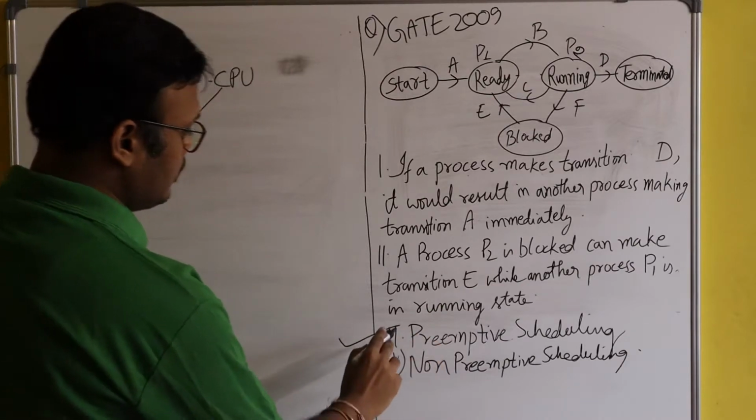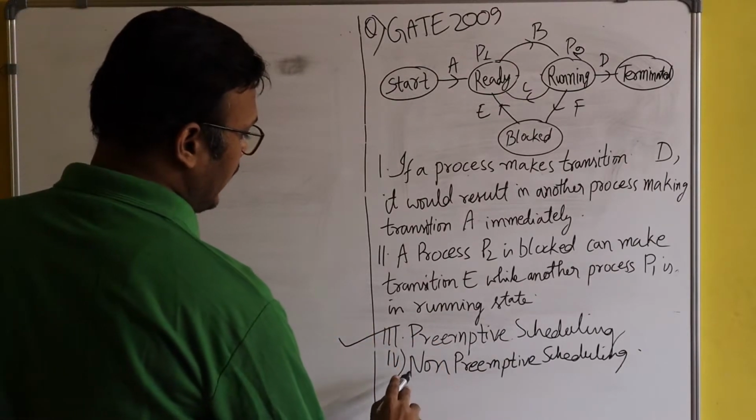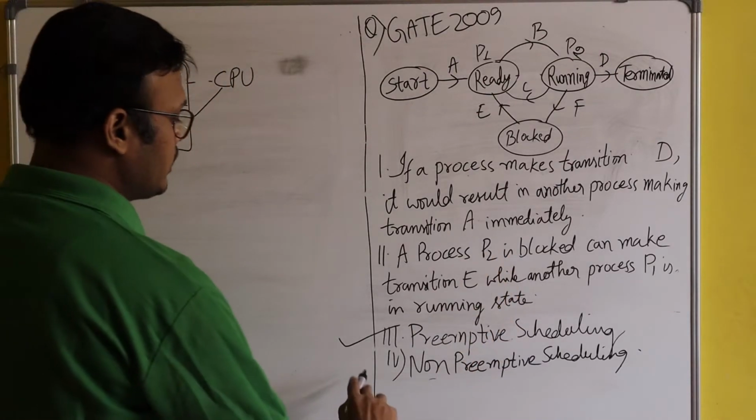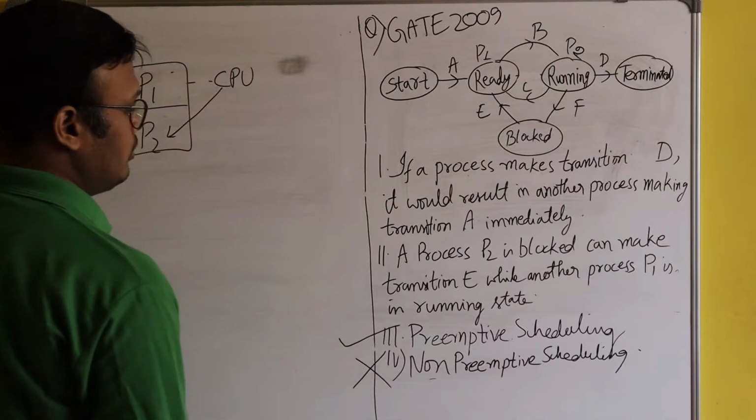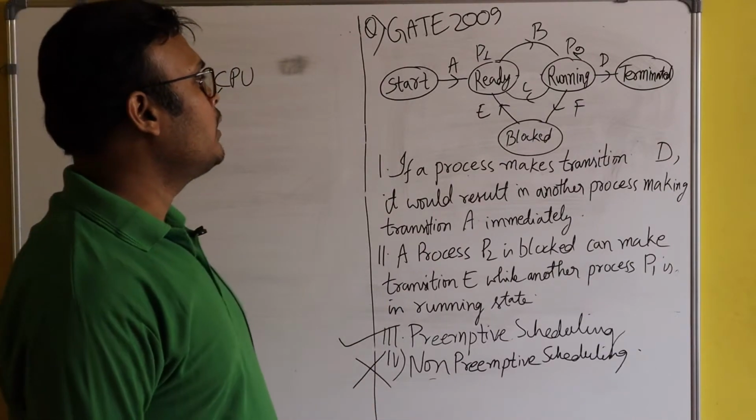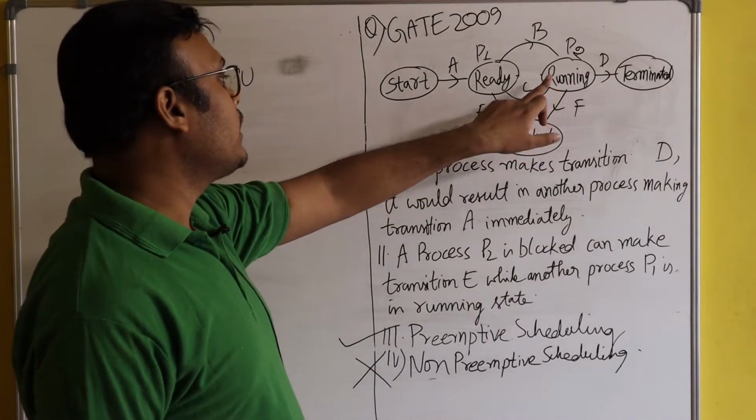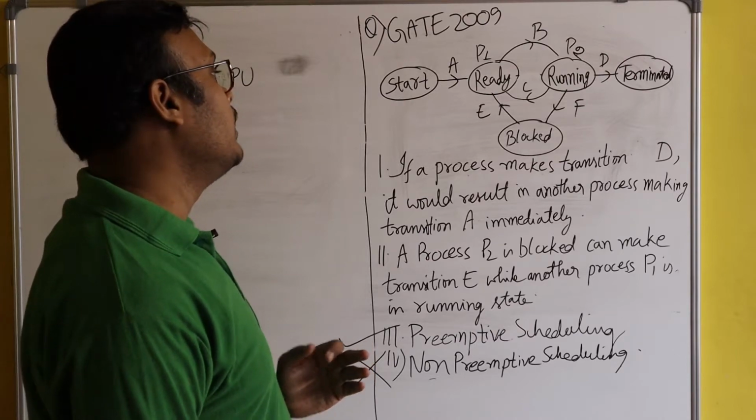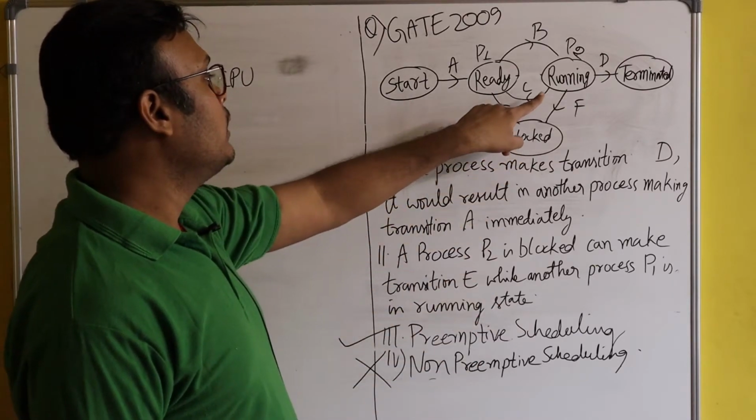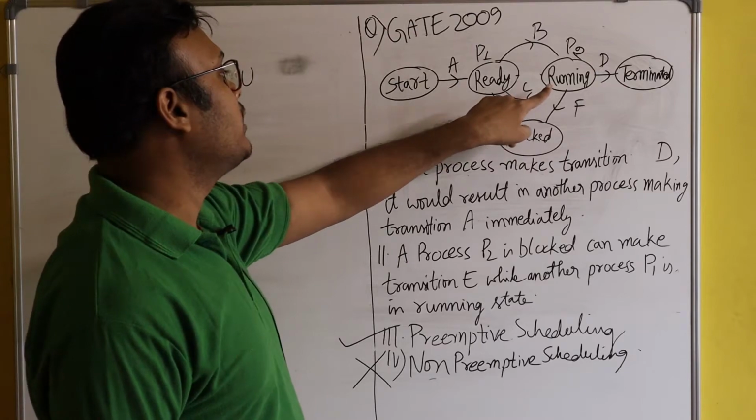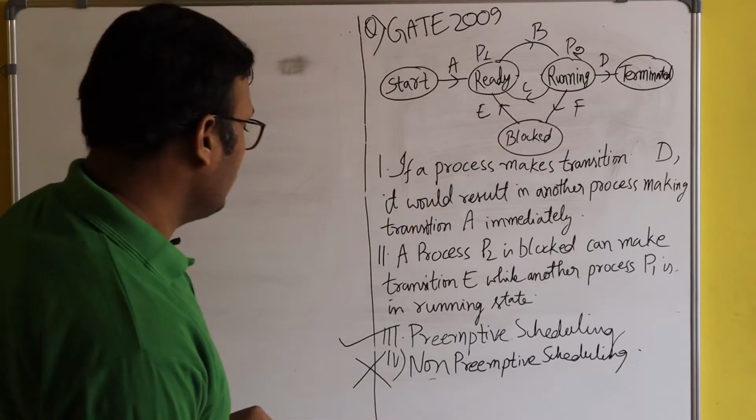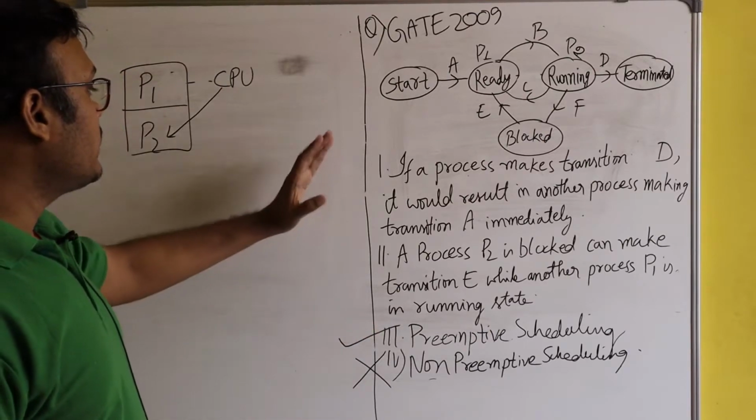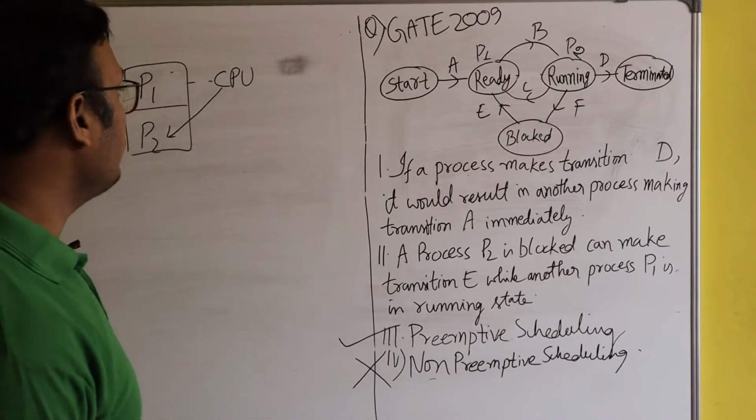So statement number 3 is correct, and statement number 4, non-preemptive scheduling algorithm, is definitely incorrect. Moreover, when you see there is a direct transition from running to ready, you simply understand it's a preemptive algorithm. In case of a non-preemptive algorithm, this arrow, this line will not be present. So we have analyzed statement number 3 and 4. Let's analyze the first 2 statements, 1 and 2.